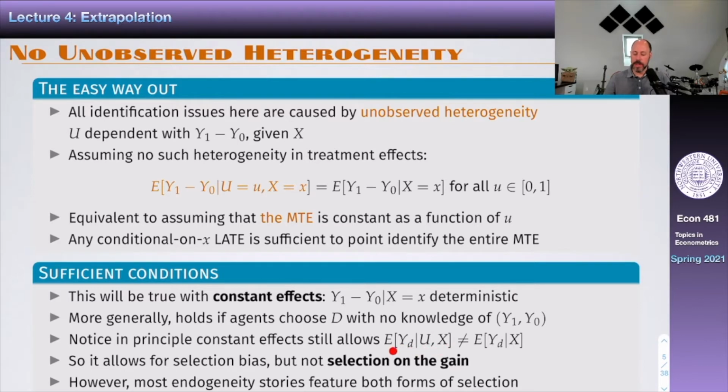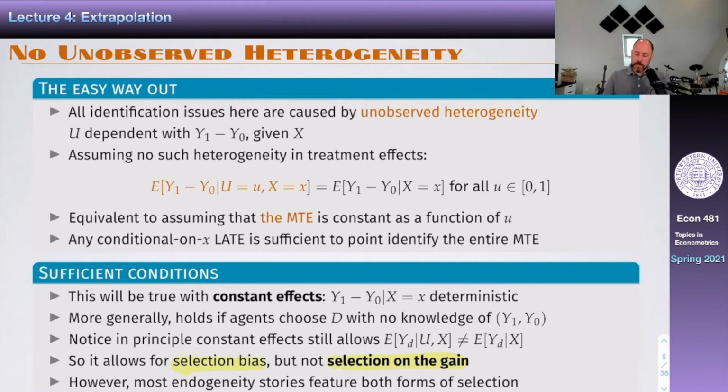Because I'm not assuming that the expected value of YD conditional on U and X is equal to the expected value of YD conditional on X, okay? I'm assuming that the difference gets differenced out. So I wrote here, it allows for selection bias, okay, but it doesn't allow for selection on the gain. However, as I said, it's kind of like cheating because you have to have a story perhaps to say why something like this would happen, okay? But in principle, it is a story that is not so easy to tell.